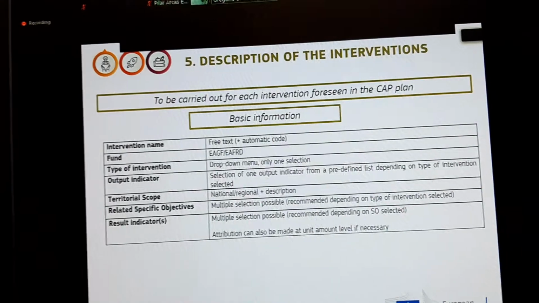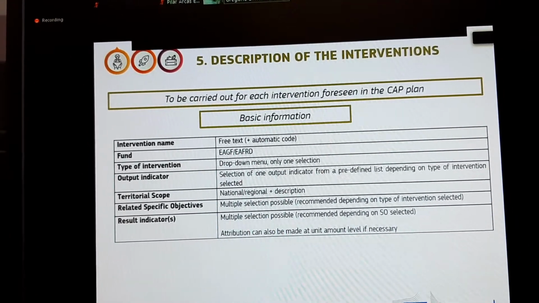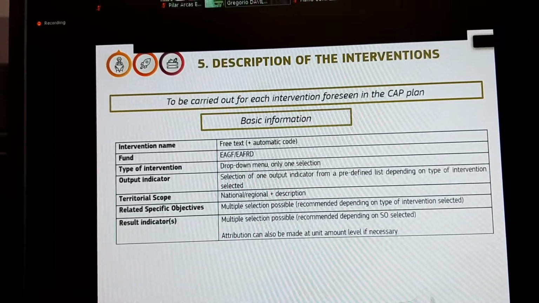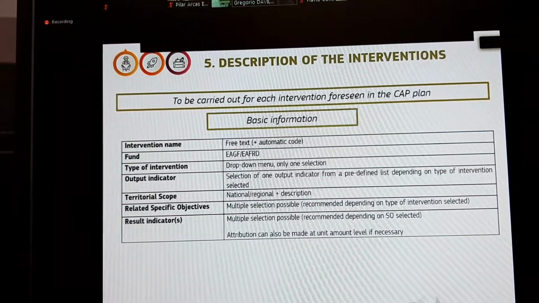About the territorial scope, so you will have to make this split, national or regional. Then from the specific objectives, you have to link one or more specific objectives to that intervention.